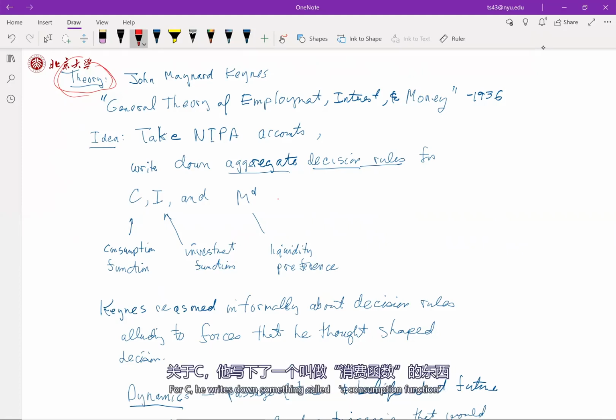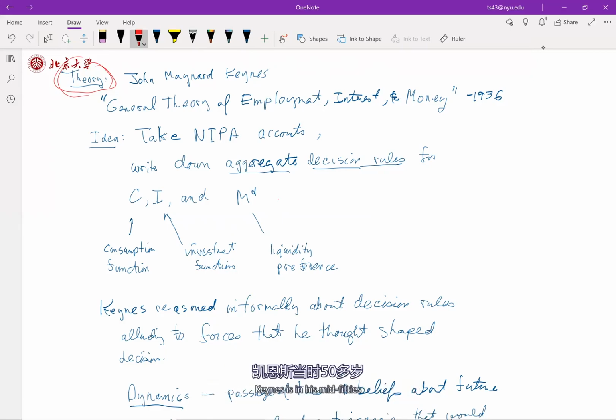For C, he writes down something called a consumption function. And where does he get it from? A lot of it is from introspection, his experience. Keynes is in his mid-50s. He's seen a lot. He's thought a lot. He's going to write down an investment function. He's going to say investment depends on some things: the interest rate in a big way and some expectations about things in the future. Consumption, he's going to have depend on disposable income. He's going to make that up. He's actually going to reason as if it's a very simple linear function, a constant plus a slope times income.